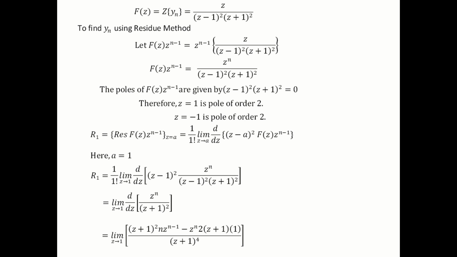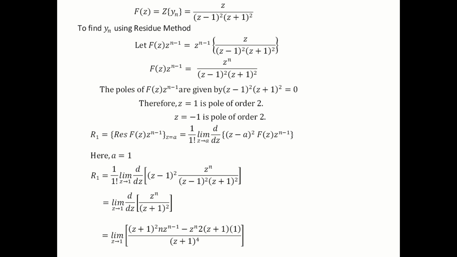So we are using the u by v formula. The derivative of u by v is equal to v square in the denominator, and in the numerator v into derivative of u minus u into derivative of v. Here v is equal to (z plus 1) the whole square and u is equal to z power n. So limit z tends to 1, denominator square, so (z plus 1) the whole square, the whole square. So 2 into 2, 4. So in the denominator you will get (z plus 1) power 4.